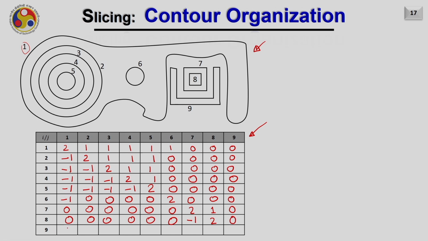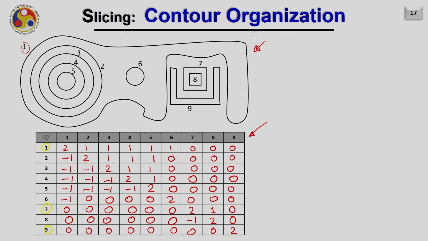Then contour number 9 is separated from all the contours. It is not having any other contour or not contained by any other contour. Now we can observe, and I am going to highlight the exterior contours in yellow color. Obviously contour number 1, contour number 7 and contour number 9 doesn't have any minus 1.